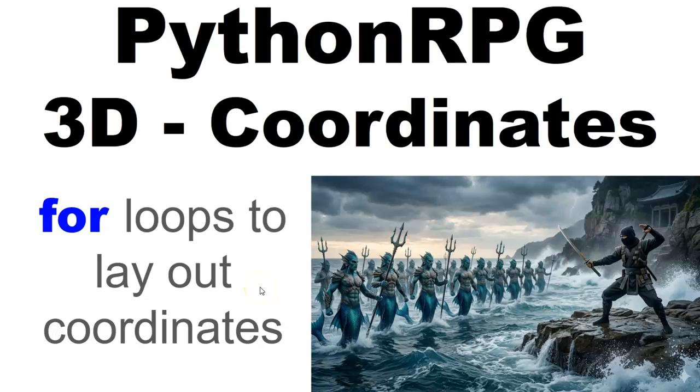We have seen in the past how a for loop can be used to create a range of numbers, and these numbers can then be worked through one at a time to achieve particular effects. In this tutorial, we're going to look at how we can use a for loop to create coordinates for placing graphics at. In our picture here, we see a ninja facing off against an army of mermen, and we're going to try and achieve something like this using Python and the P5 graphic library.